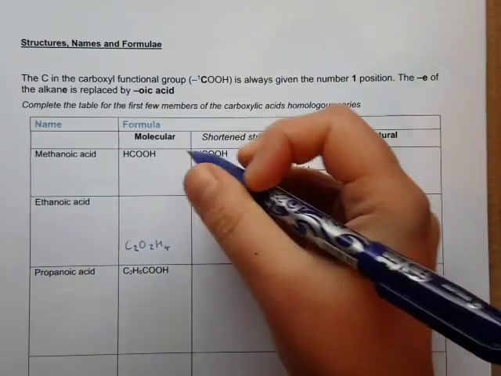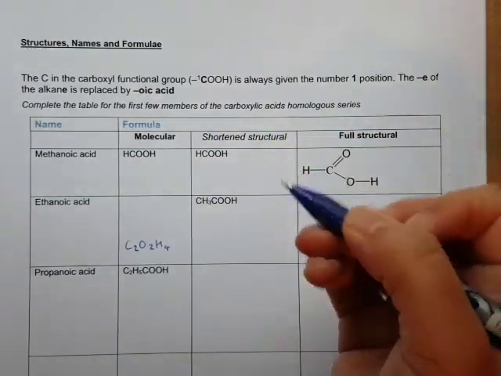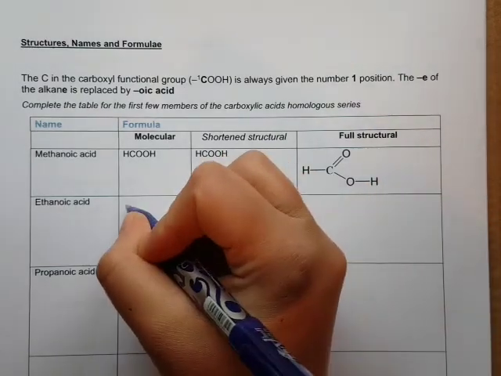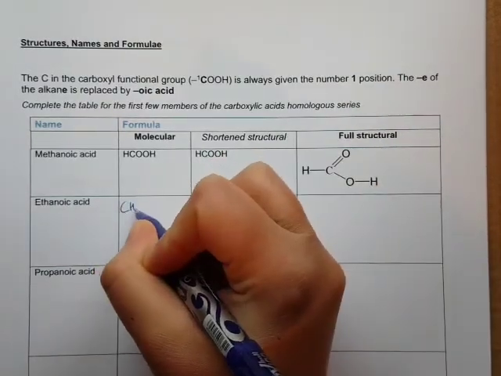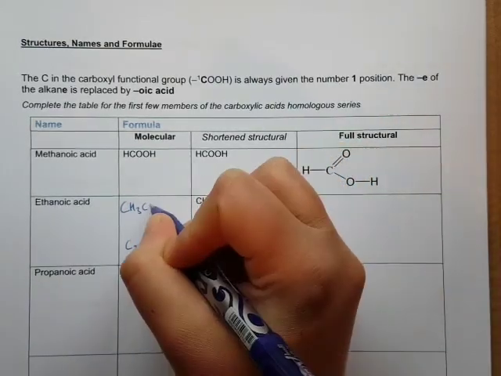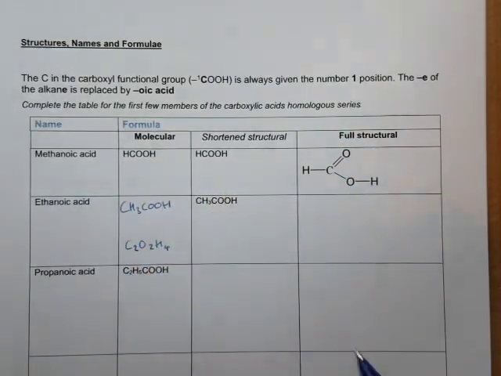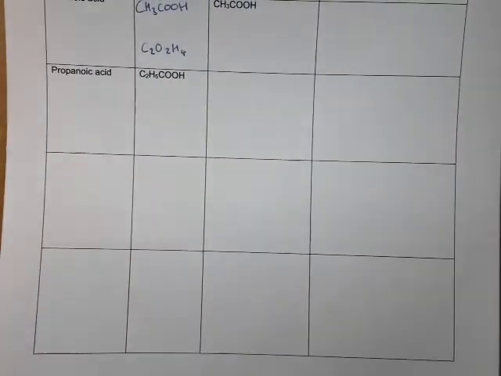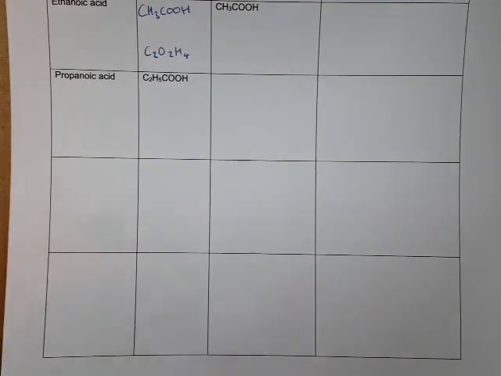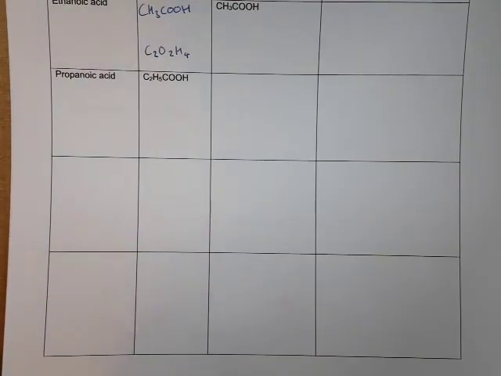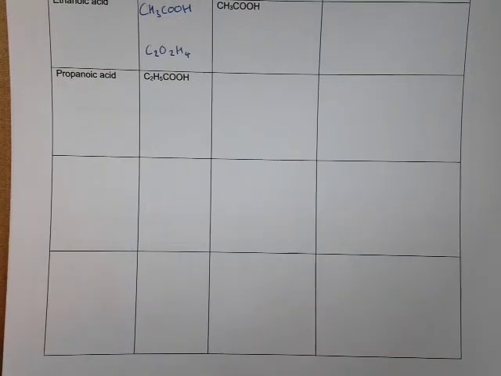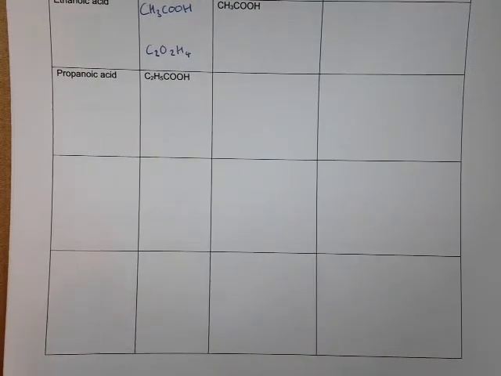So actually, with methanoic acid and ethanoic acid, the molecular formula is just going to be written in the same way as the shortened structural formula, so CH3COOH. Okay, so pause the video now, make sure you complete the rest of this table. It goes all the way up to propanoic. Then you'll have to remember what the name would be for 4 carbons and 5 carbons.